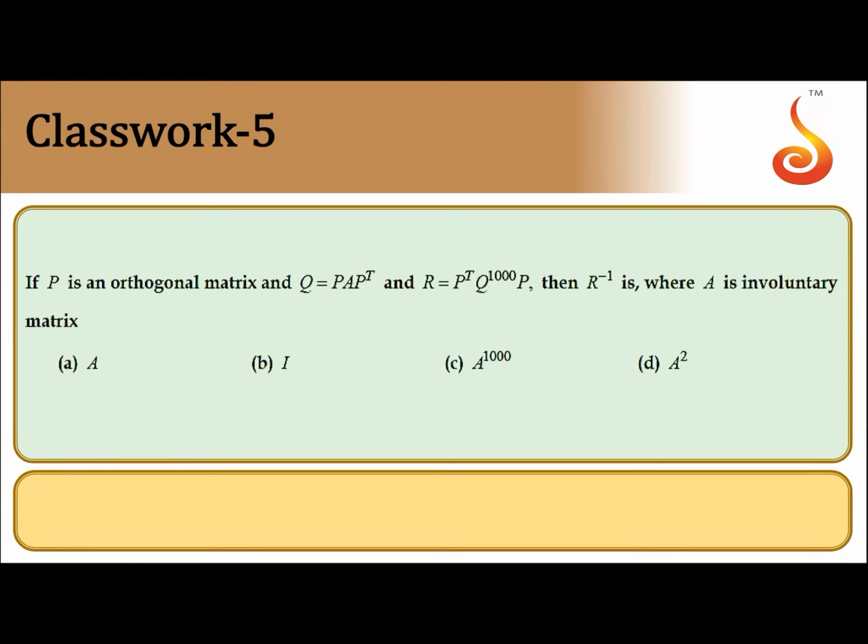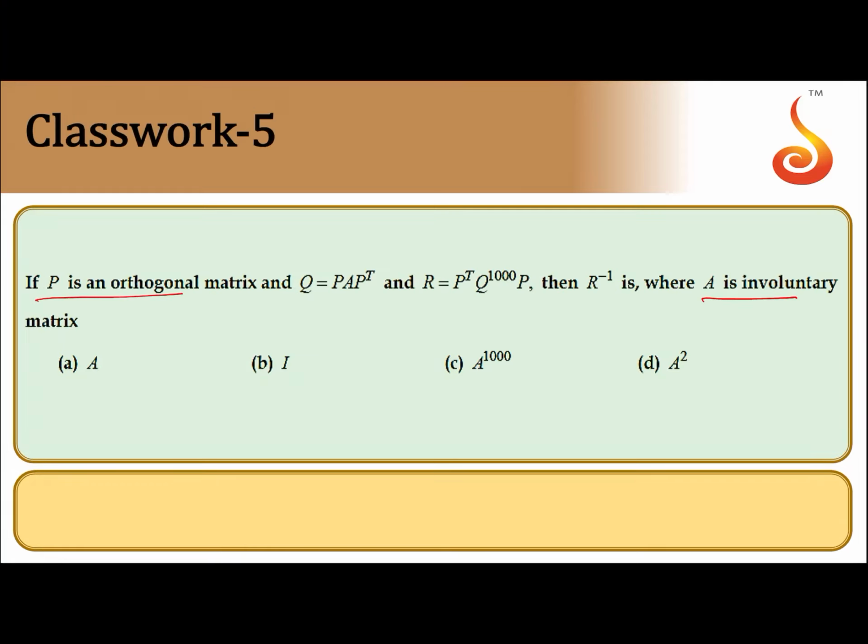So the next one. If P is an orthogonal matrix and Q is equal to P A P transpose, R is equal to P transpose Q to the power of 1000 P, then R inverse is how much? And A is an involutory matrix. Of course, A is involutory, P is an orthogonal matrix. P orthogonal means P transpose P is equal to the unit matrix. And A is involutory, so A square is equal to the unit matrix.